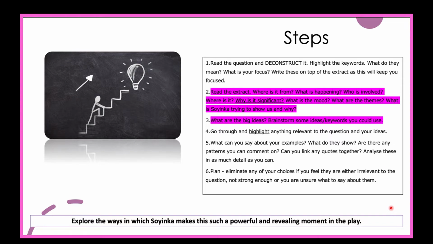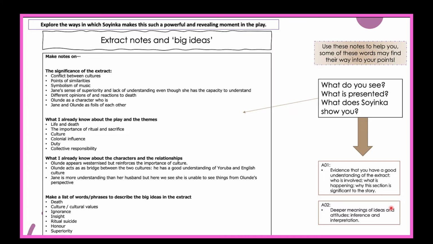So once you've read through the extract and you've made your notes, just start to brainstorm some ideas with regards to what you initially see and your initial response. And this is just an example of how I like to brainstorm ideas as I go through. So when I see an extract, I try and organise my ideas in terms of the significance of this particular extract, what I already know about the play and the themes.